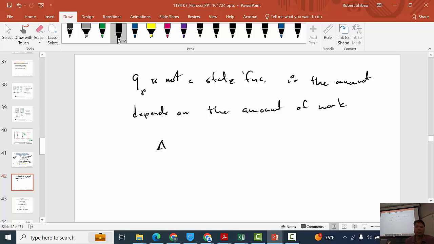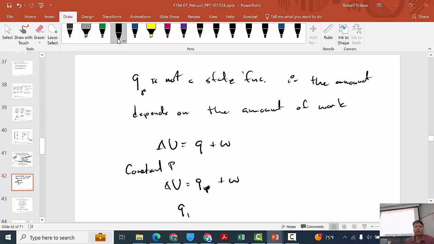And so here we have delta U is equal to Q plus W. And then what we are going to do is restrict ourselves to the constant pressure universe. And this is going to be delta U is equal to QP, which means constant pressure, plus the work. And then we see that QP is equal to delta U minus the work. And so it depends on how much work is done.